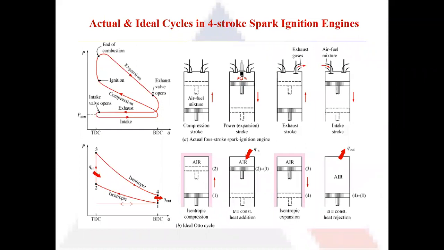Okay, in this slide, here you have the pressure versus volume diagram, the PV diagram. Now this diagram is for a 4-stroke petrol engine. At the bottom you can see that we have an air standard cycle, the Otto cycle. Petrol engines work on the Otto cycle. So the bottom describes the working of the Otto cycle.